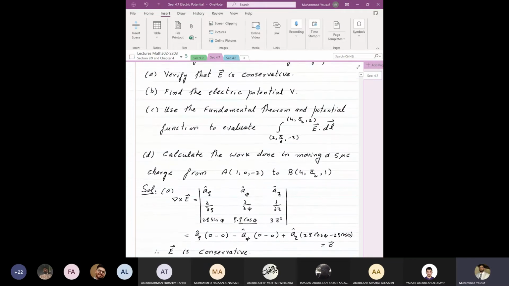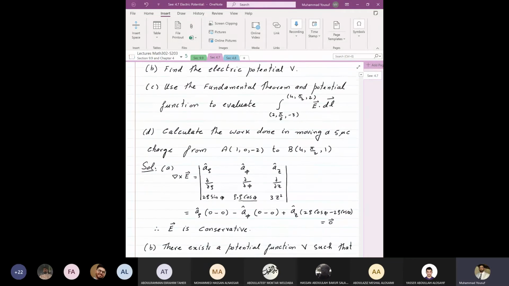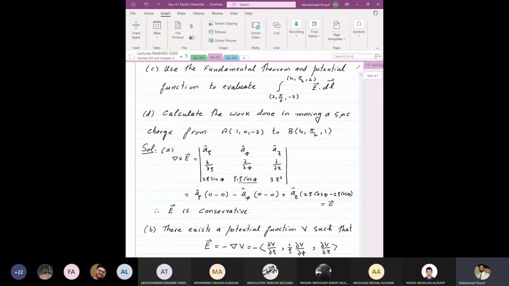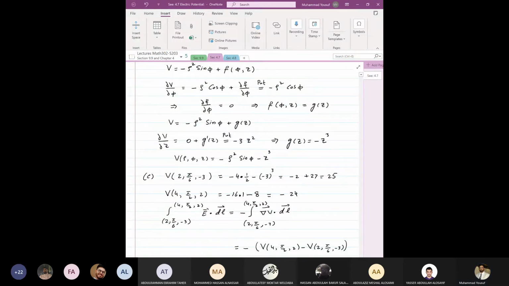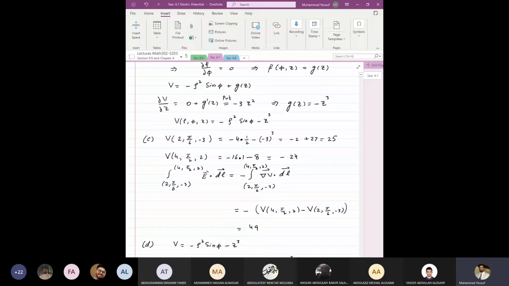What is part C? Use the fundamental theorem and potential function to evaluate this integral. Very easy. V at B minus V at A, and the fundamental theorem is that integral E dot dl is integral negative gradient V dot dl, since we know potential is independent of path. So this is equal to V at B minus V at A with a negative outside. And that is 49.